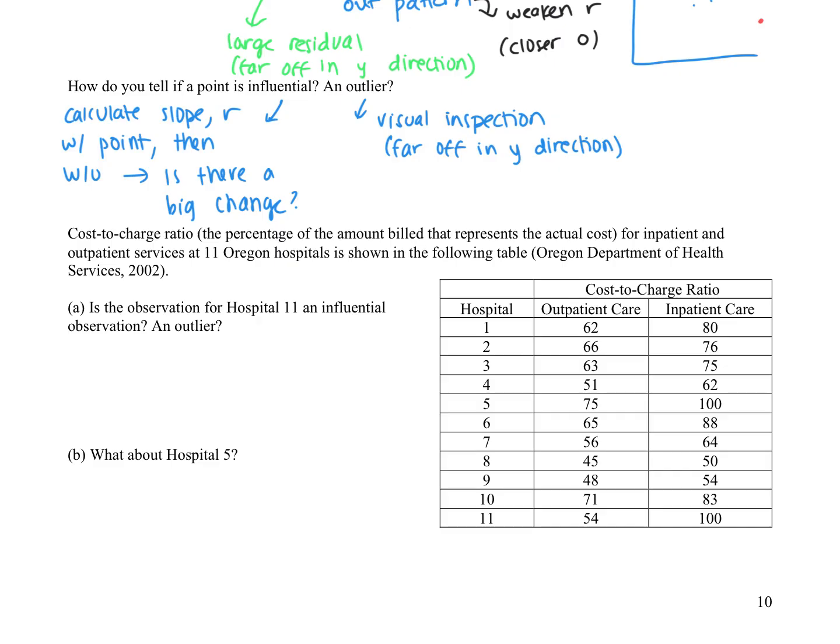So real quick, looking at this example, I don't care about the context, but if it asked you, is this specific hospital an influential observation? What you would do is you would put this data in one list, this data in the other. So these are our x's, these are our y's. You would calculate r and the slope. And then what you would do is take out that hospital and calculate r and the slope again. If there's a big change, you can tell if it's influential. For the outlier, you would just have to look at a scatter plot and figure out where that hospital falls.